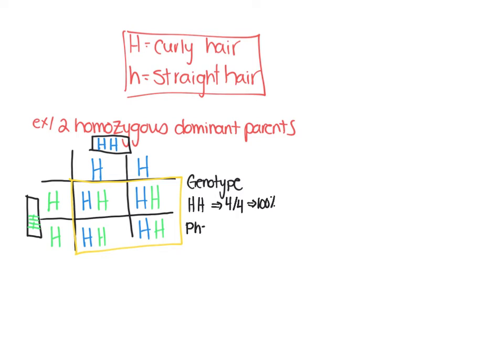My phenotype, because every single square has a big H in it, that means that absolutely all of the little offspring here will have curly hair. So 100% will be curly hair.